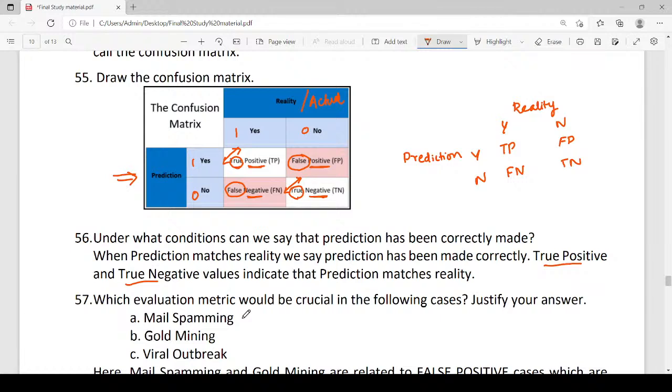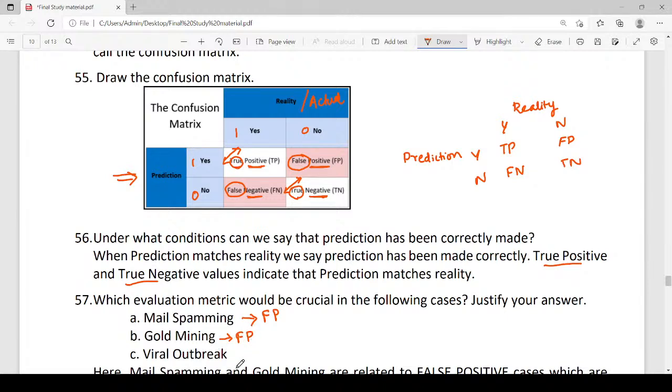So mail spamming is an example of, very good, Avni, Shreya, Hridan, false positive. If the machine starts predicting every mail as spam, then we miss out on the important ones. Now what about the second one, gold mining? Which evaluation metric would be crucial for gold mining? The machine gives an alarm every time, but it is not true. Again, a false positive.